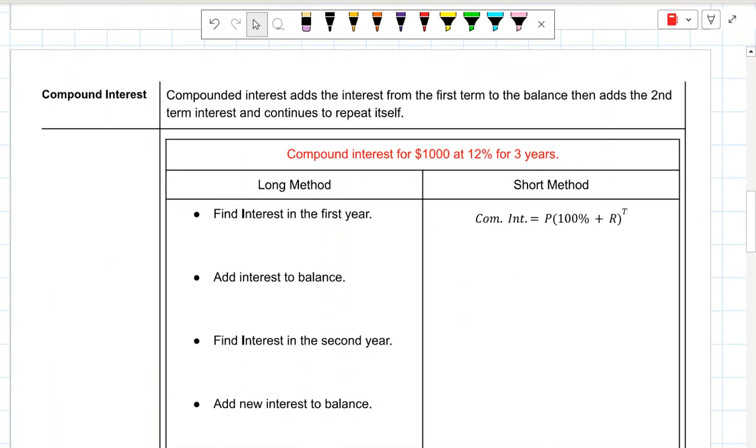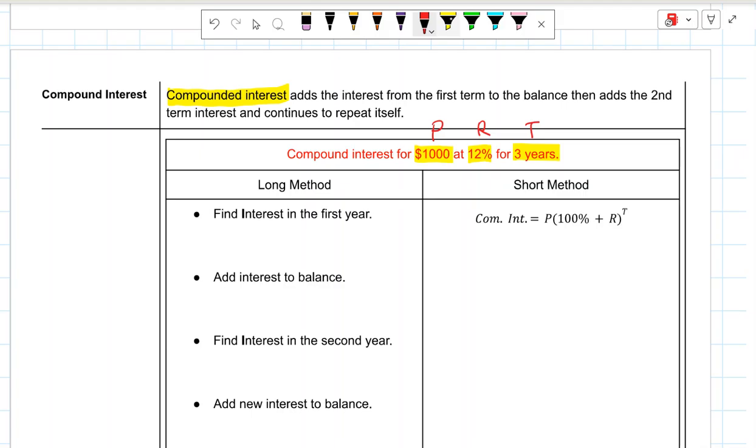All right, the second page. We're talking about compound interest here. Compounded interest adds the interest from the first term to the balance, then adds the second term of interest and continues to repeat itself. It's just the same as the front part of the paper. It's 1,000, your 12% for 3 years. These are all marked as the same thing. This is your principal, this is your rate, and this is your time.